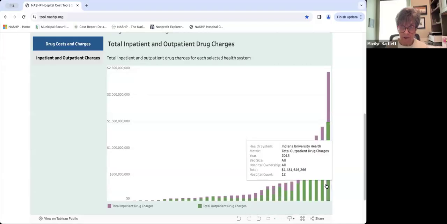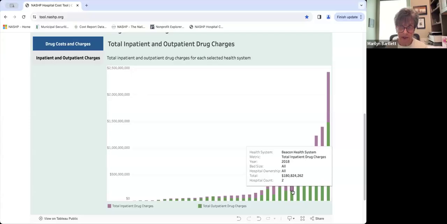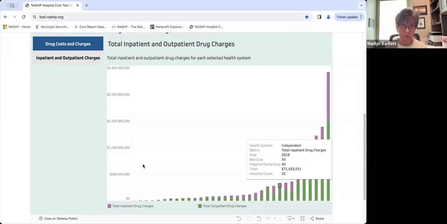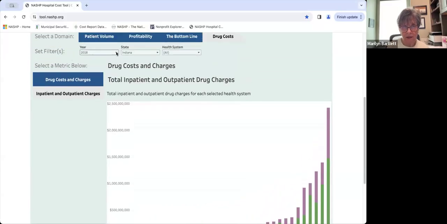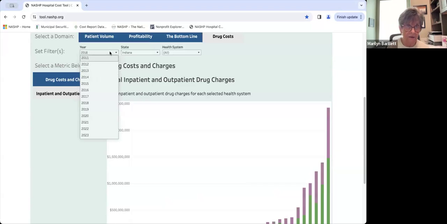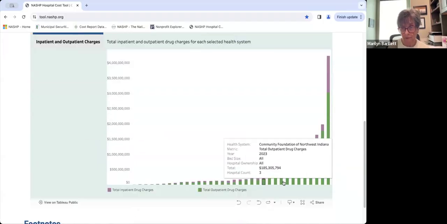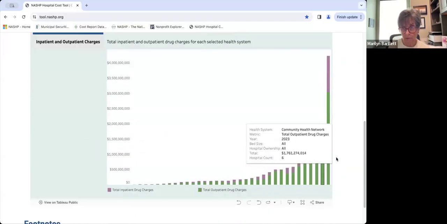You'll see each one again, you'll hover, and I'll look at Beacon Health System, and you can see there's 2 hospitals there. Parkview, 7 hospitals, and you can see the switch. Now, this is interesting because you can go back over time. I was on 2018. Let's jump to 2023. You're going to see more. You're going to see more outpatient.